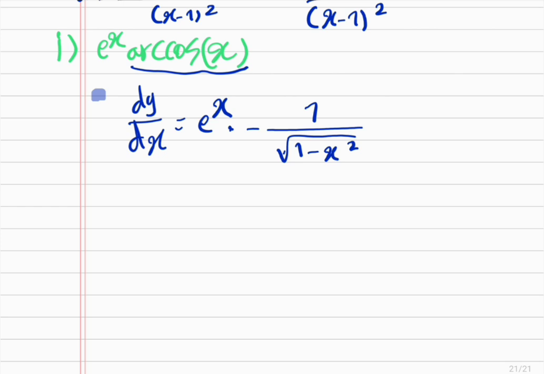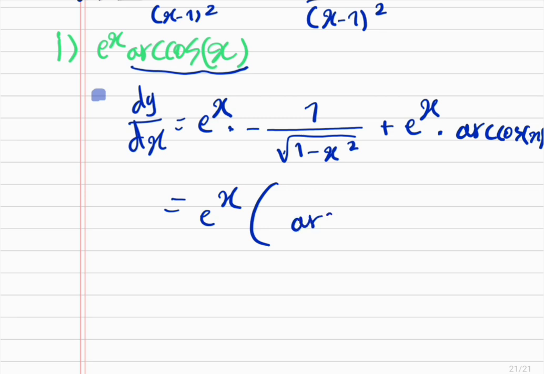And for the second part of the product rule, we find the derivative of e to the x, which is the first function, and e to the x differentiates to e to the x, times the second function, which is arc cos x. And so we can factorize, take a factor of e to the x, and it's going to be arc cos x minus 1 over the square root of 1 minus x squared.